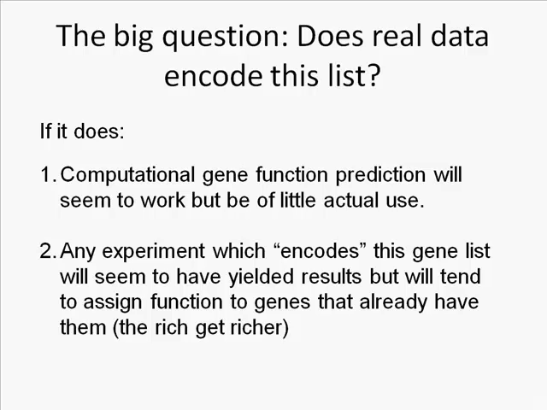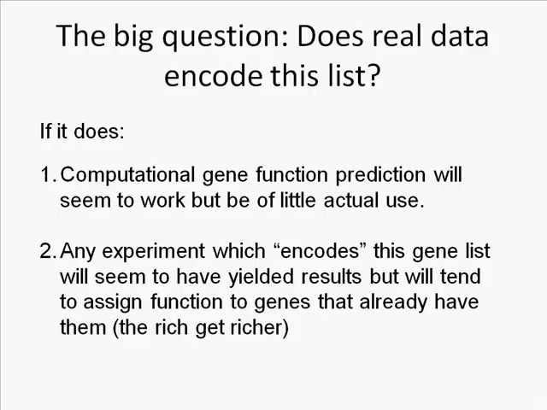If real data just spits out a list of genes ranked by their number of GO terms, and you're doing cross-validation based on things like GO terms, then your function prediction will seem to work just fine. Your cross-validation results might look pretty good, but it's not going to be very useful because your predictions can be replaced by just ranking the genes by how many GO terms they have. That's not specific to your function.